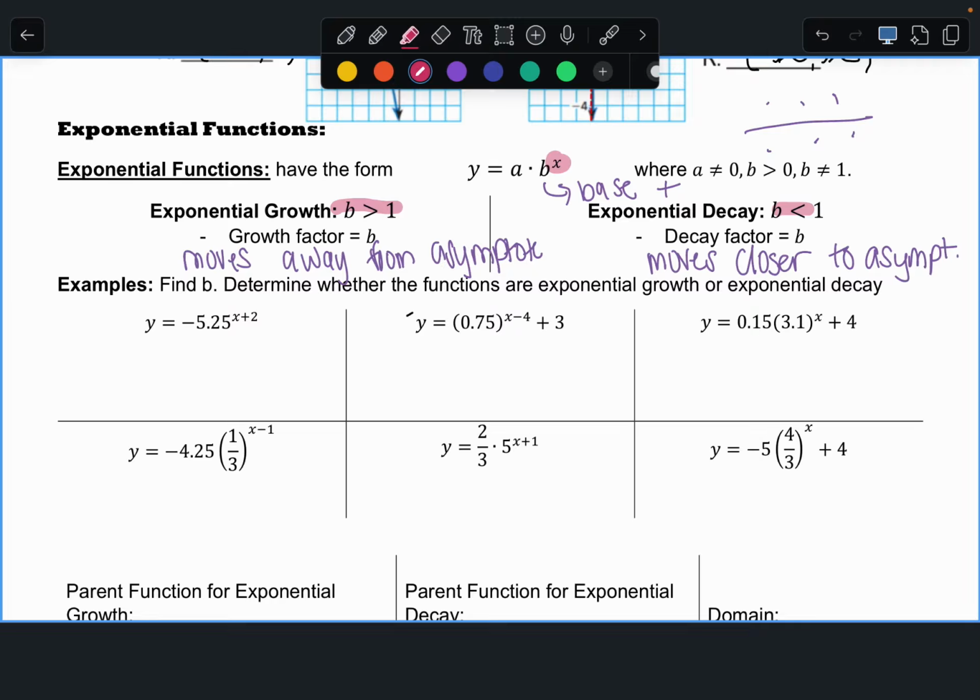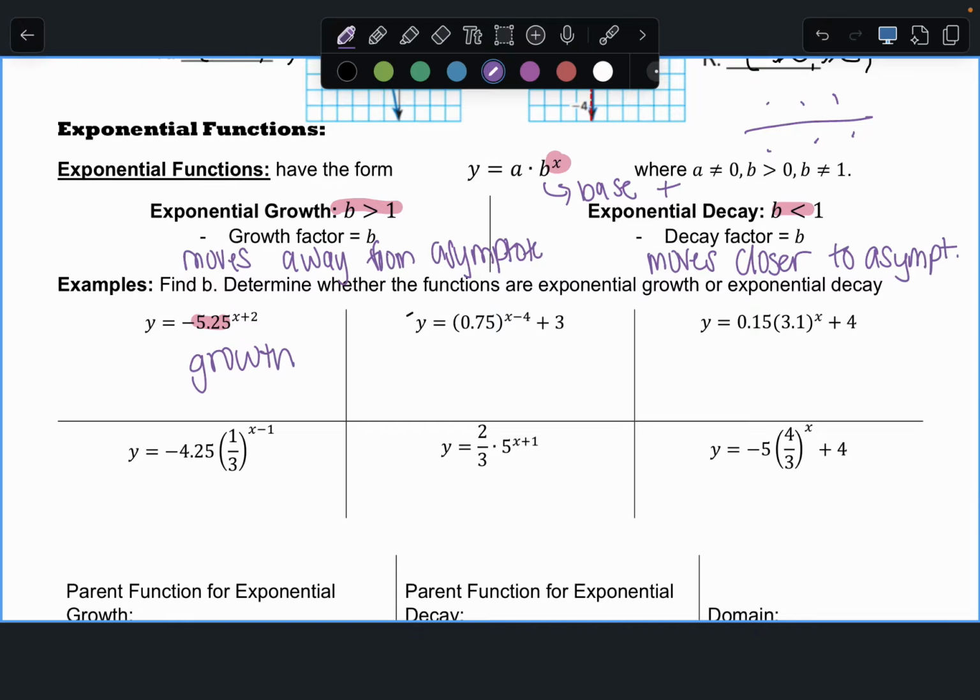Sorry, I'll give you guys a second. Is it -5 or +5? Positive. It's always positive. So our base here is positive 5.25. Is that bigger than 1 or less than 1? Bigger. Growth or decay? Growth. Bigger than 1 is growth. So our base is 5.25. It's growth.